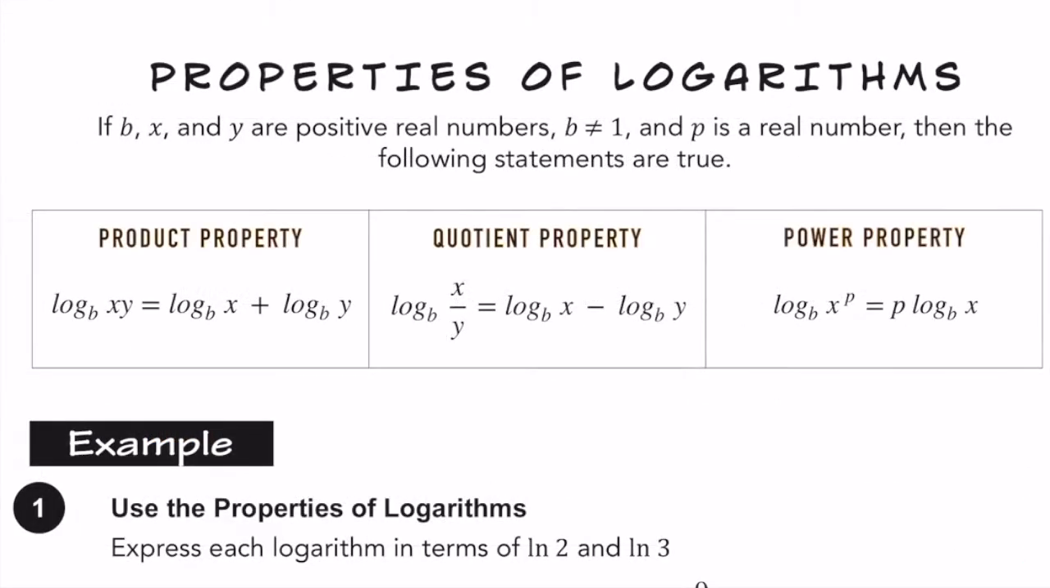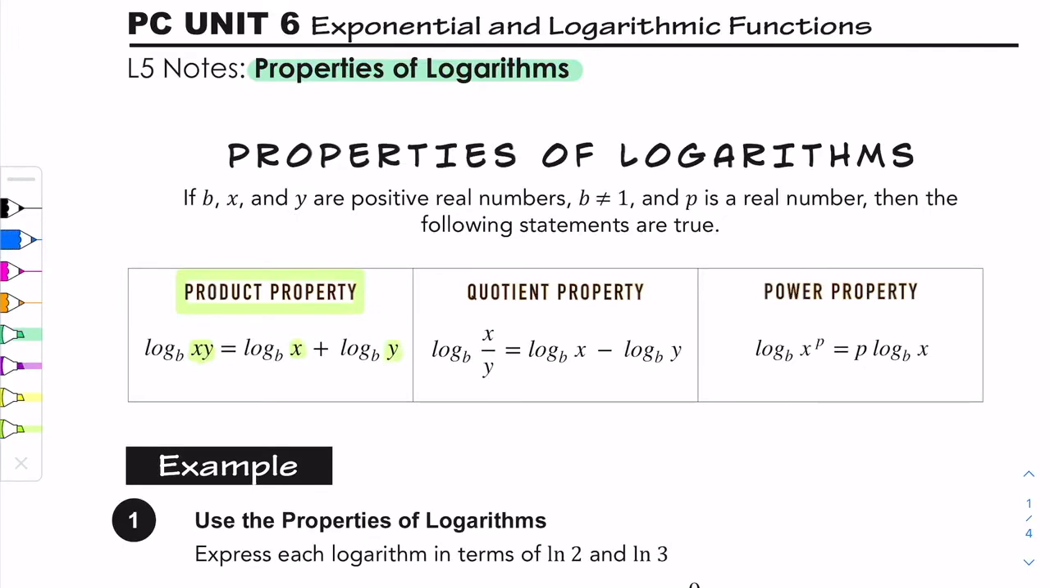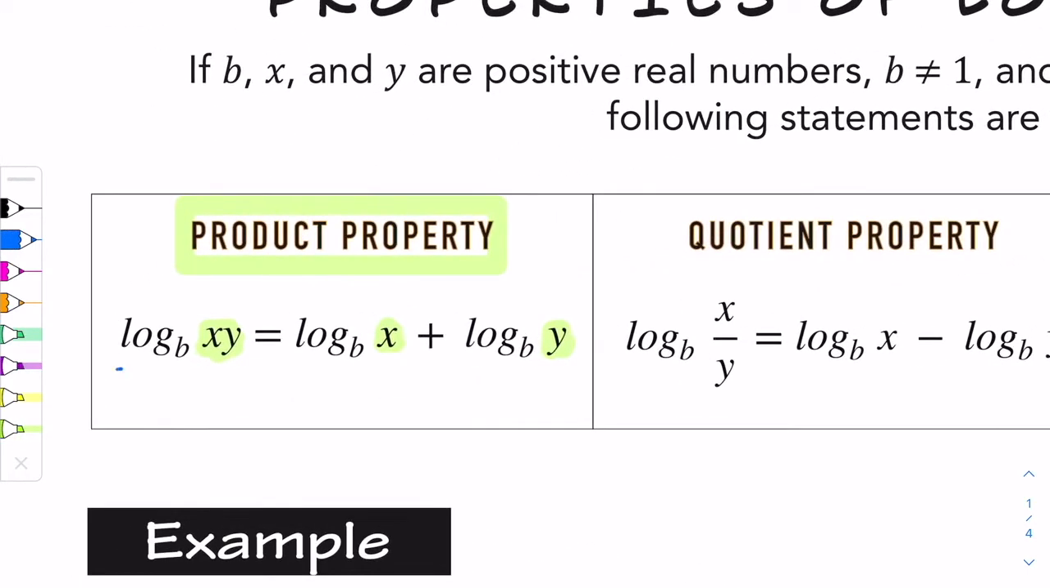The first property we'll start with is the product property. And the product property says if you have log base b of x times y, you can separate this into log base b of x plus log base b of y. It's important to recognize that when you separate it using addition, you include the log and the base with each part. So if you have an argument that's multiplied together, you can separate this with addition.